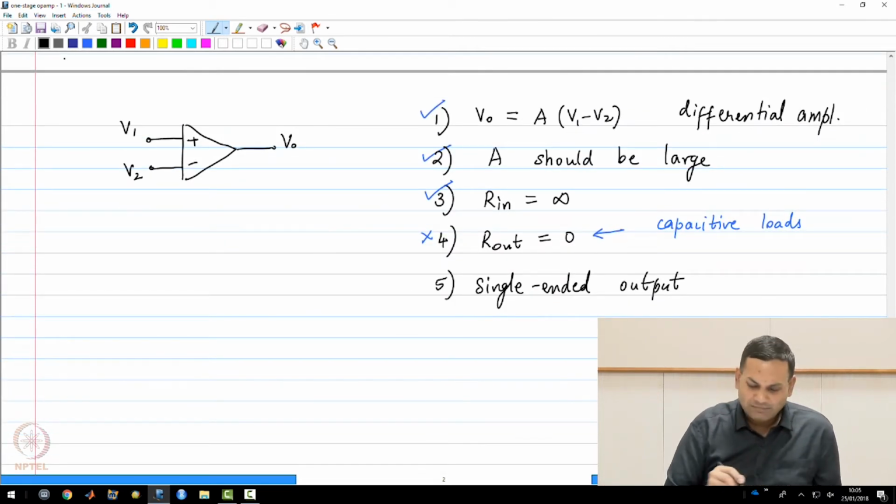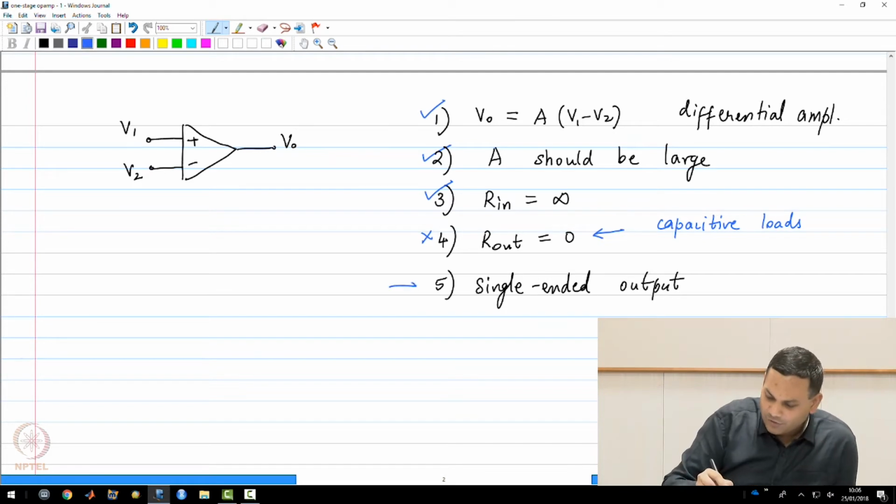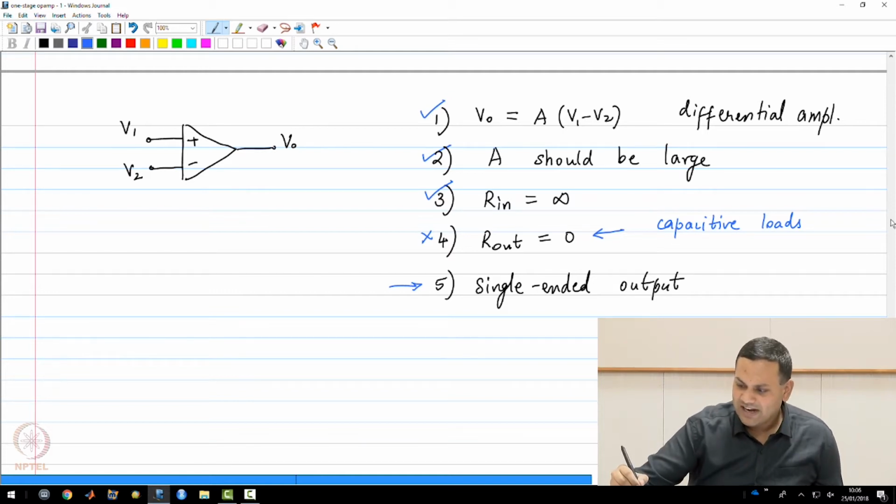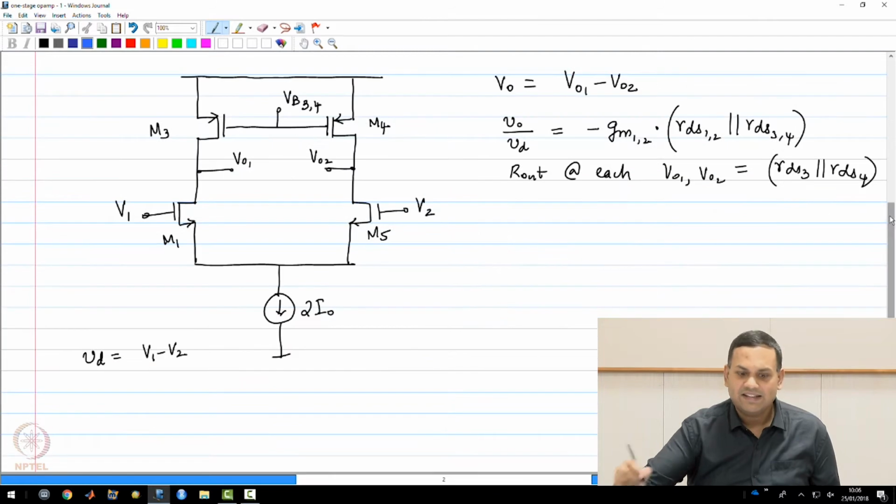Now we are going to look at the fifth one, which is the condition for single-ended output. We somehow need to make this op amp have a single-ended output. To do that, we need to start looking at the signals inside the op amp.